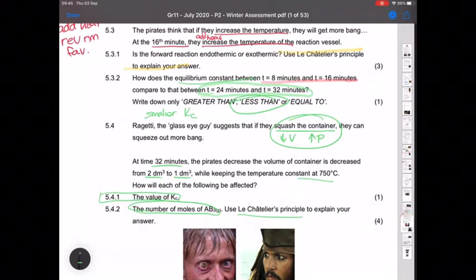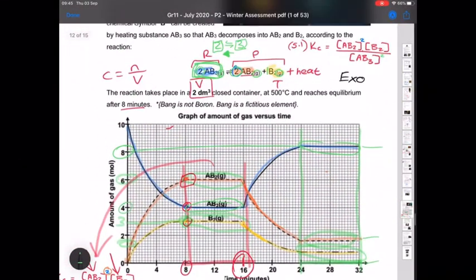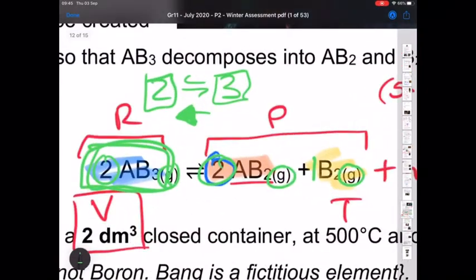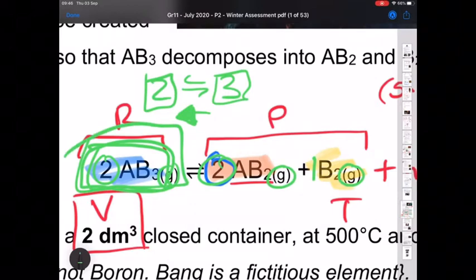If you increase the pressure, then according to Le Chatelier, the stress to the system, meaning the increase in pressure, favors the reaction which produces fewer moles of gas. For this reaction, we've got 2 moles of gas on the left, 3 moles of gas on the right. The reverse reaction is favored, and the reverse reaction produces more AB3.